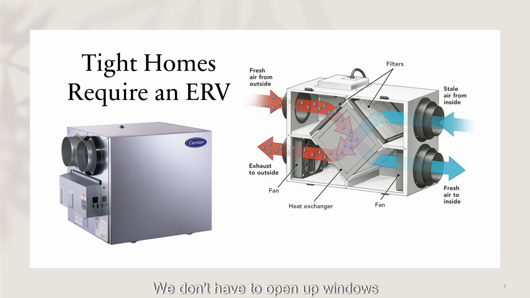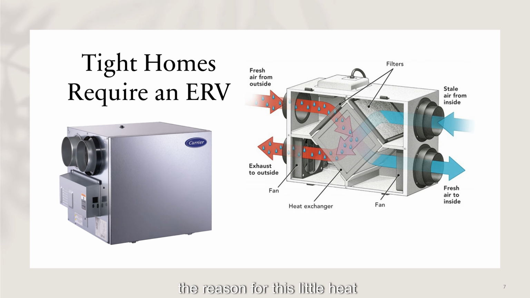We don't have to open up windows. So once we start getting into these new tight homes, we have fewer air exchanges per hour. And so now all of a sudden we have to bring in outside air, which is supposed to be cleaner and healthier. And we do that via an ERV. I know we talked about an ERV last time, but this is how it actually works, right? So we bring in fresh air from the outside. It goes through this filter, this heat exchanger, and then we're able to deliver fresh air to the inside. We take stale air from the inside, we bring it back through the filter and the heat exchanger, and we dump it to the outside.